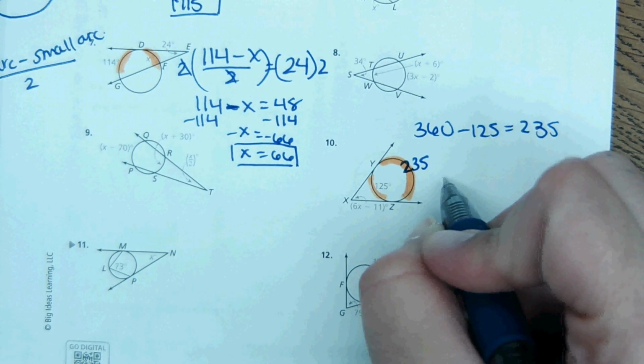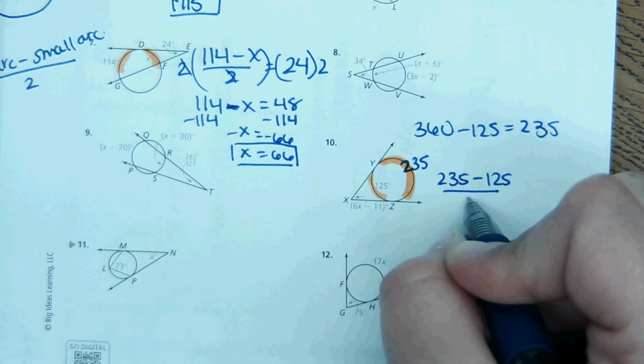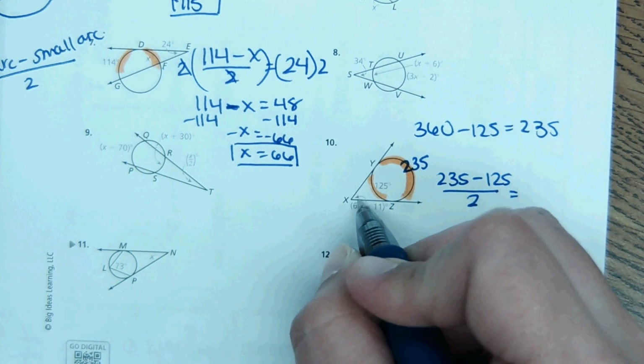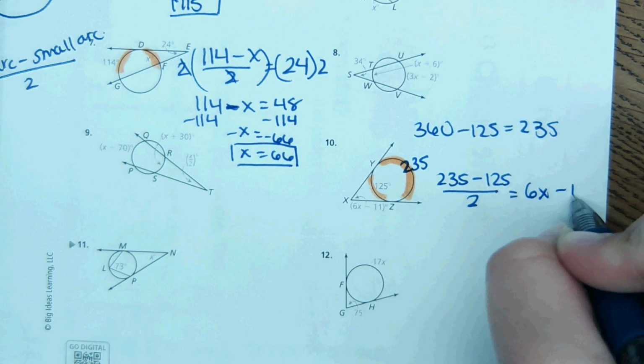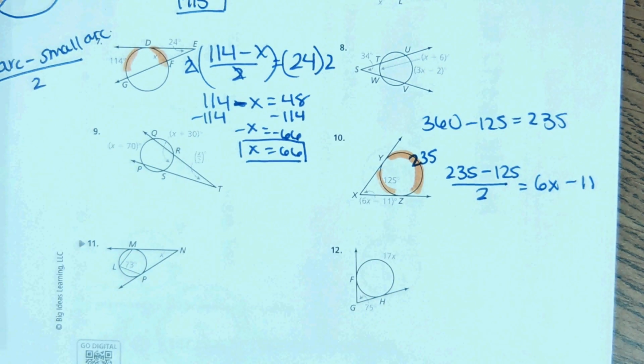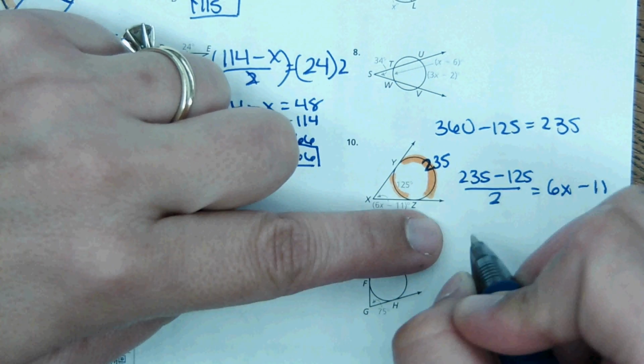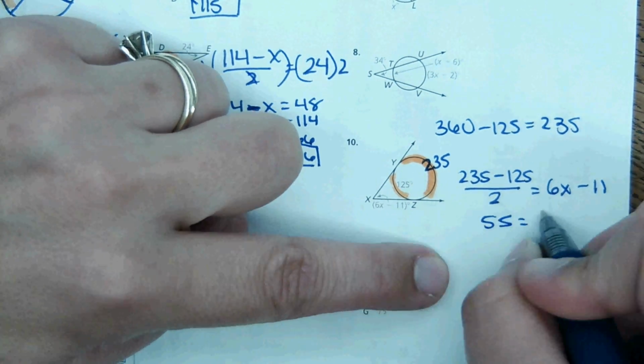Then big arc minus small arc divided by 2 equals the angle 6x minus 11. And this solves to 55.